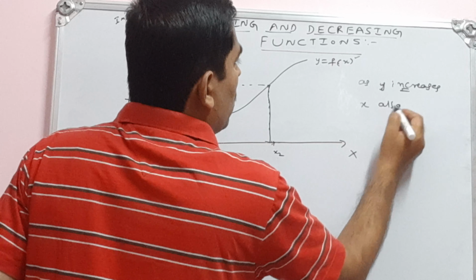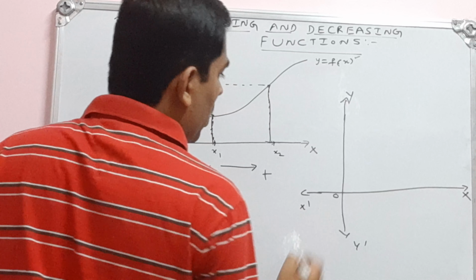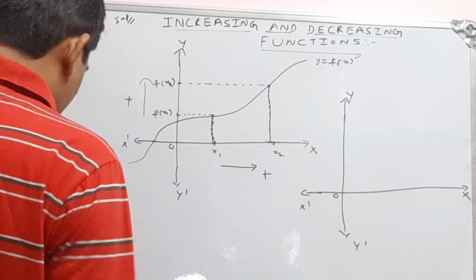Let me write another graph. Observe carefully. I will write it here only, so you can compare both the graphs. I can take this as y-axis, and this one is y dash. This one is x dash. Let me mark the same points on the x-axis: x1 and x2, two general points. If my curve is like this, then this is a graph of the function y is equal to f of x. Then let me mark this height here.